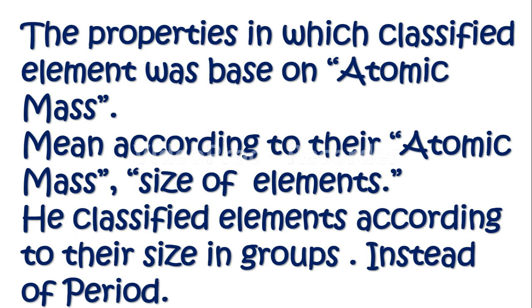He classified 8 elements in a group, and each group contains 8 elements that have similar chemical properties, and he called this property of the elements the law of octaves. He arranged the elements in groups in ascending order, from the smaller size of the element to the larger size, because the characteristic he used for classification of the elements was atomic mass.